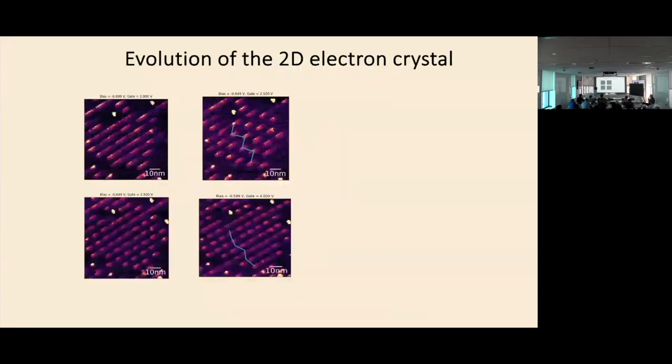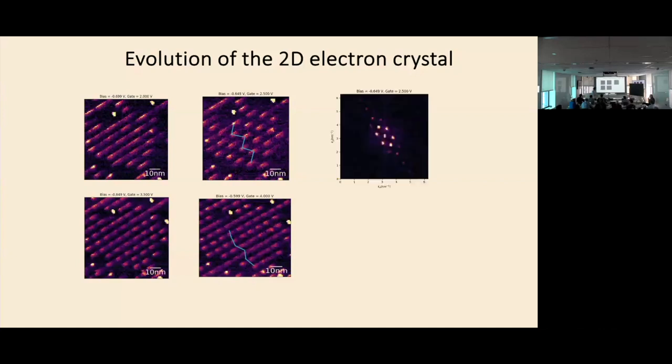So in this case, what we found is that when we go to higher and even higher densities, inside an individual chain you still have Wigner crystallization. So you have order along that direction. But between different chains, they don't have any phase coherence anymore. So it's kind of a random phase.